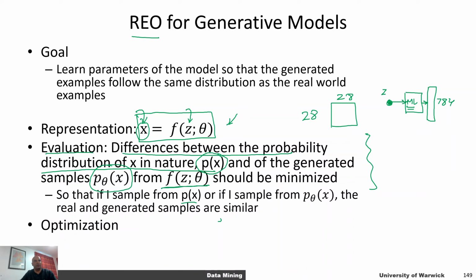We haven't expressed this mathematically, but the next step would be to express this mathematically. So it's important that you understand this evaluation bit, and then you can tune the parameters of your machine learning model, these theta, such that this difference is minimized using some optimization process. So that is the objective for generative models.